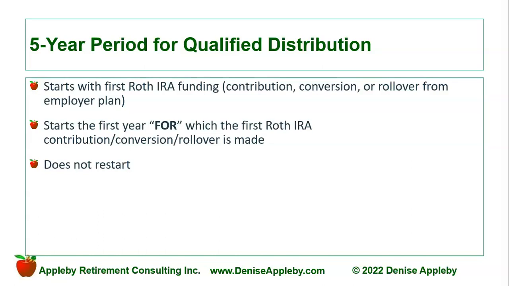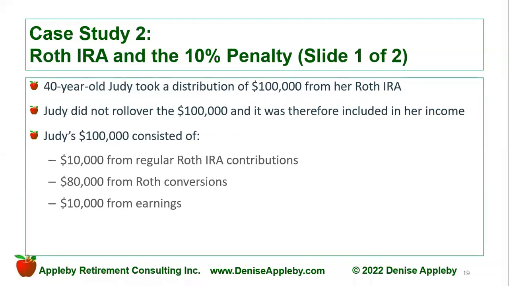Now, for the 5-year period for determining whether a distribution from a Roth IRA is qualified, that 5-year period starts with the year that the individual funds their first Roth IRA and never starts over, which means that if someone funded a Roth IRA 10 years ago and they fund a new Roth IRA today, and they're taking a distribution from the new IRA that they funded, the distribution would still have met the 5-year period because we're counting from the original Roth IRA.